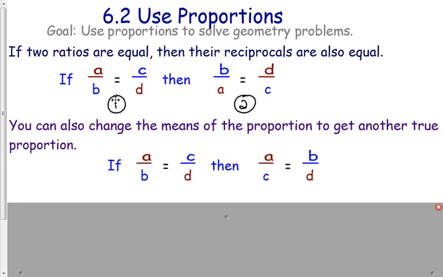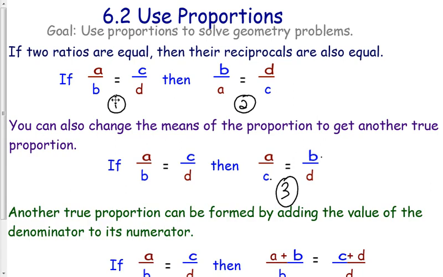Oh, I'm sorry, that was option number two. The next way, you can also change the means of the proportion to get another true proportion. Notice here we flip-flop the blue ones. You notice C and D are now switched. That is our third equivalent proportion. We're still multiplying the reds and the blues together, so it's still another equivalent proportion.